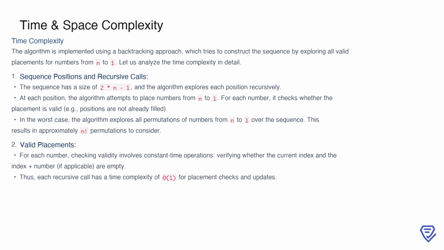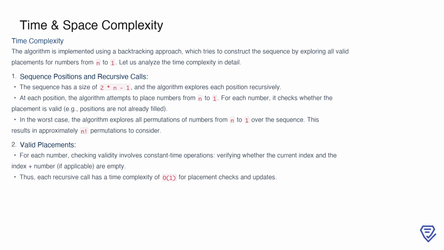The time complexity of this algorithm is primarily determined by its backtracking approach. The goal is to construct a valid sequence by exploring all possible placements for numbers from n to 1 within the array. To do this, the algorithm recursively traverses the sequence, which has a size of 2n + 1. At each position, it attempts to place a number and checks if the placement is valid. Validity checks involve ensuring that the current position and the calculated index for the second placement are unoccupied. These checks operate in constant time, or O(1).